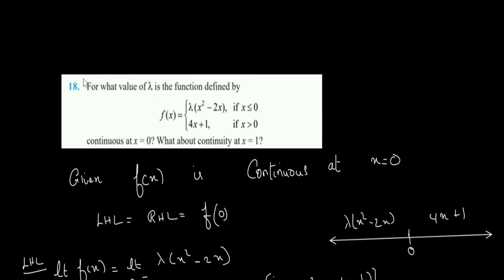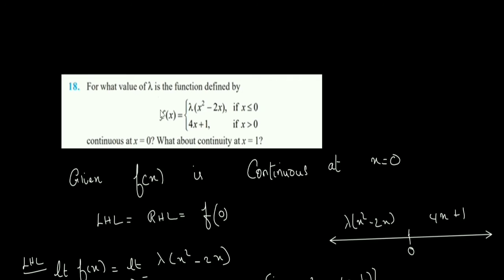18th one. For what value of lambda is the function defined by f of x is equal to lambda into x square minus 2x, x less than or equal to 0, 4x plus 1 if x greater than 0, continuous at x is equal to 0. What about the continuity at x is equal to 1?